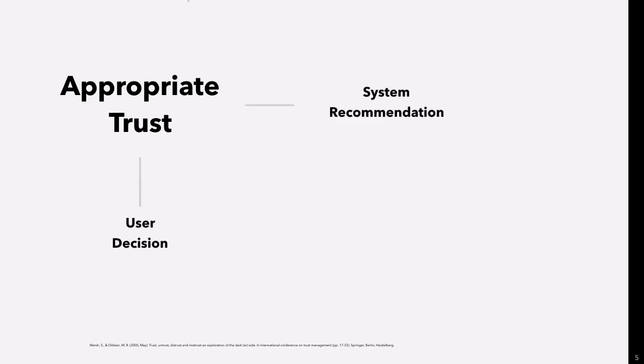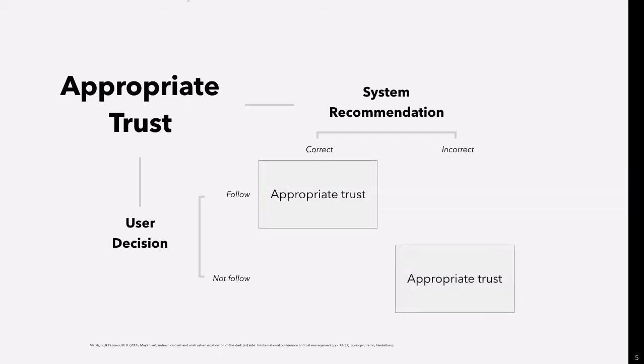And to break it down, appropriate trust relies on two aspects. The first one is system recommendation, and the second one is user decision. A system recommendation could be correct or incorrect, while the user could decide to follow or not follow the recommendation. If a user decides to follow a correct recommendation, or the user decides to not follow an incorrect recommendation, we say these are appropriate trust.